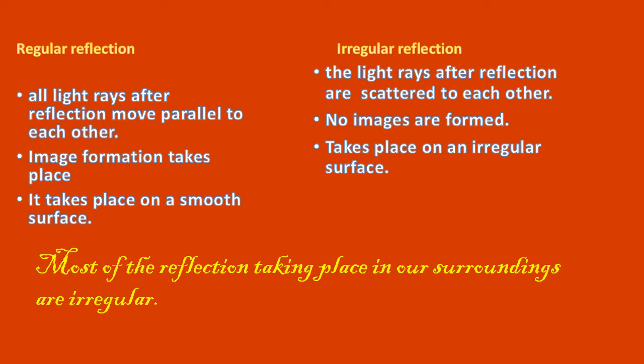So let us recall the differences between regular and irregular reflection. In regular reflection, all light rays after reflection move parallel to one another. Whereas in irregular reflection, the light rays after reflection are scattered. In regular reflection, images are formed. In irregular, no images are formed. Regular reflection takes place on a smooth surface, whereas irregular reflection takes place on a rough or irregular surface. So we have to understand that most of the reflection that is taking place around us, in our surroundings, is irregular reflection.